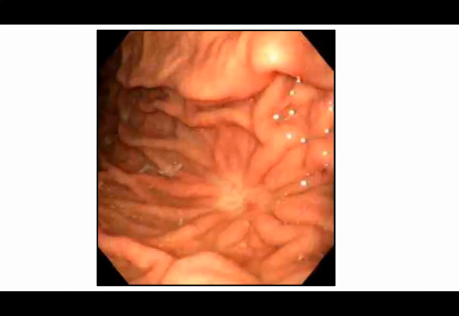So under Zollinger-Ellison, where else do you get it? Where else do you get pepsin secreting cells? That is where the ulcers will form. Yes, you have said stomach, you have said duodenum, or more commonly, the first part of duodenum. Where else? You have to think, where else do you get ectopic gastric mucosa? So that will be your answer. So where else do you get it?